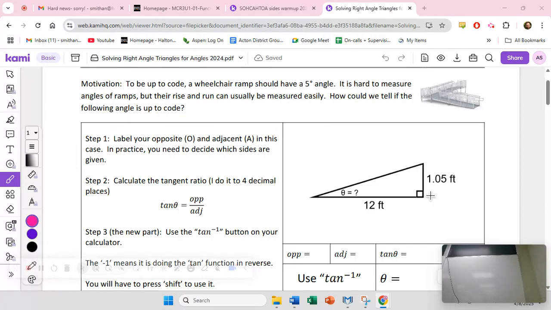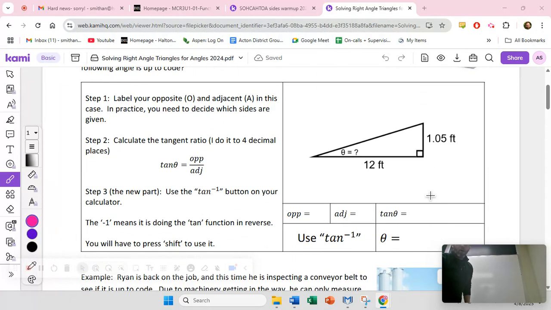angle. Now, out in the wild, it's hard to get out a protractor and accurately measure angles. But it is a lot easier to measure horizontal distances and vertical distances. So we've got these measurements. This wheelchair ramp spans 12 feet horizontally and goes up by 1.05 feet. Is this wheelchair ramp up to code? Let's find out. I've kindly provided a whole bunch of structure, and as we move through it today, we're going to remove the structure so that you can just do these on blank paper.